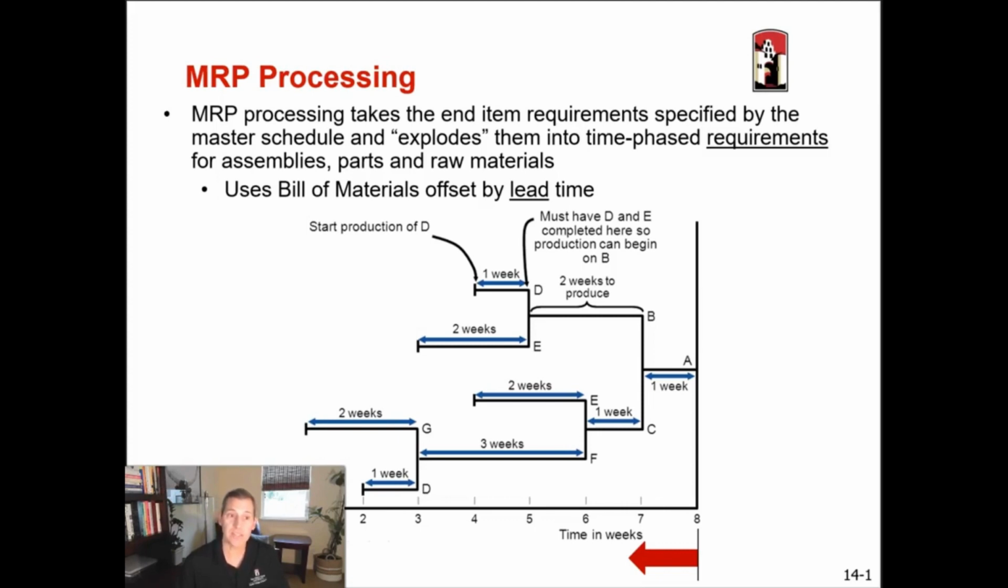So MRP processing takes the end item requirements specified by the master schedule and explodes them into time phase requirements for assemblies, parts, and raw materials. And again, those bill of materials are offset by lead time. So what we're going to do later is we're going to work on processing just a couple items, and we're going to do it manually. But when you run MRP through the system, it will do this for thousands of components and thousands of lead times and thousands of items in inventory all at the same time.